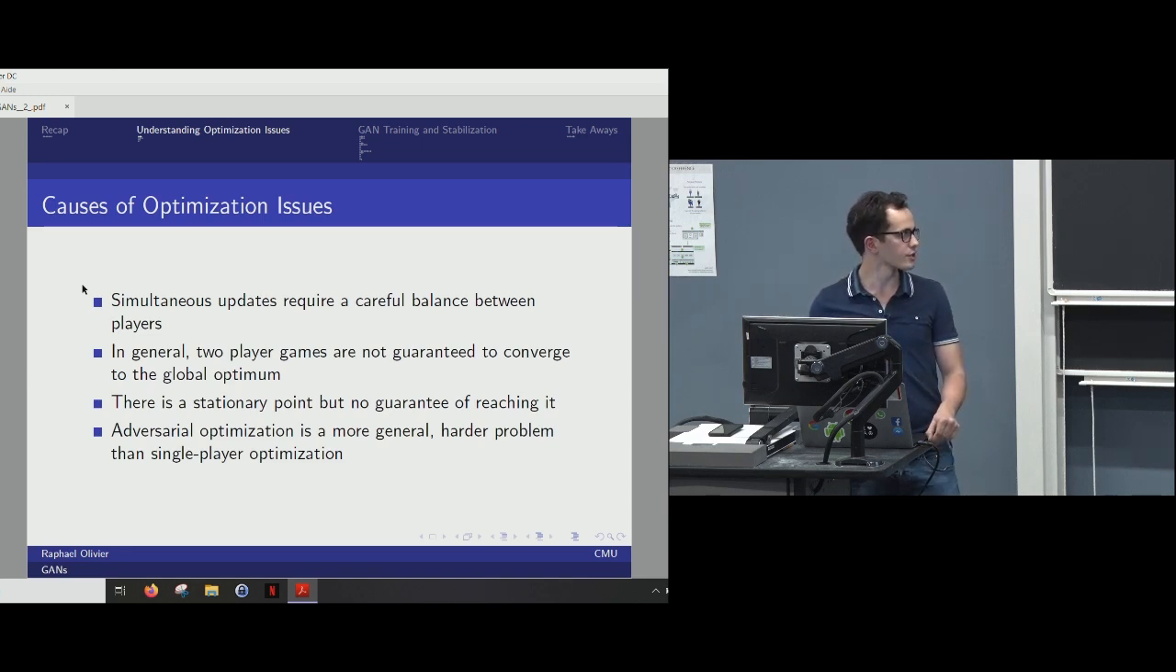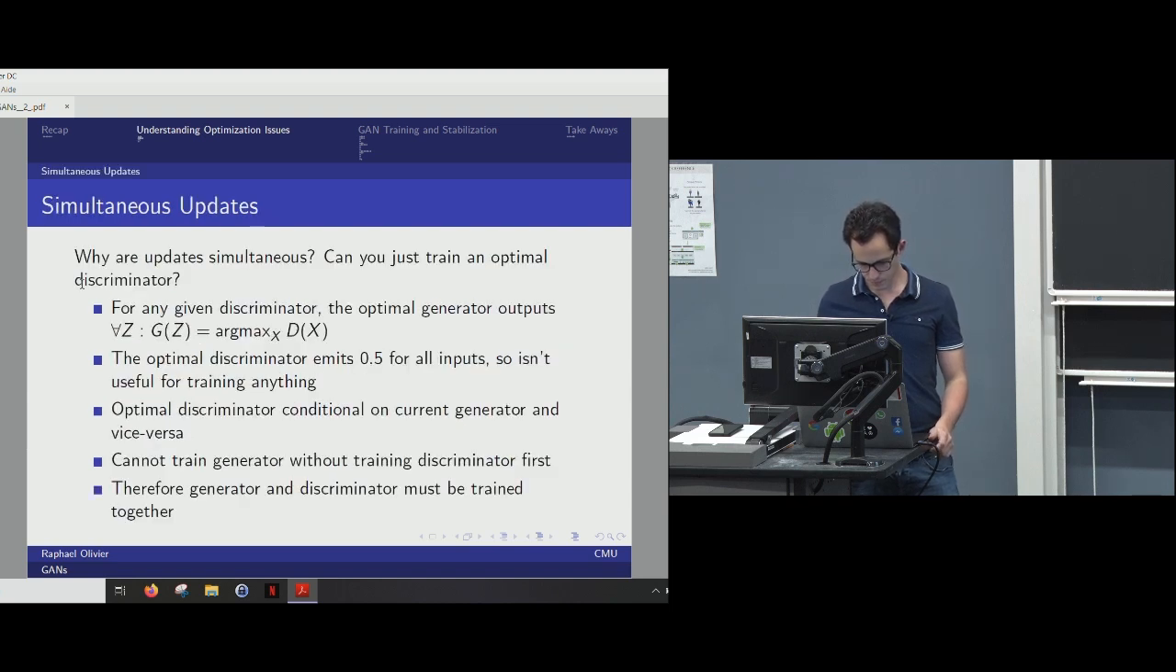We mentioned that there is a stationary point, but you may not reach it. It may not be stable, and just in general, adversarial optimization is much more difficult than single-player optimization, and it's also less thoroughly studied. So you have very little to fall back on.